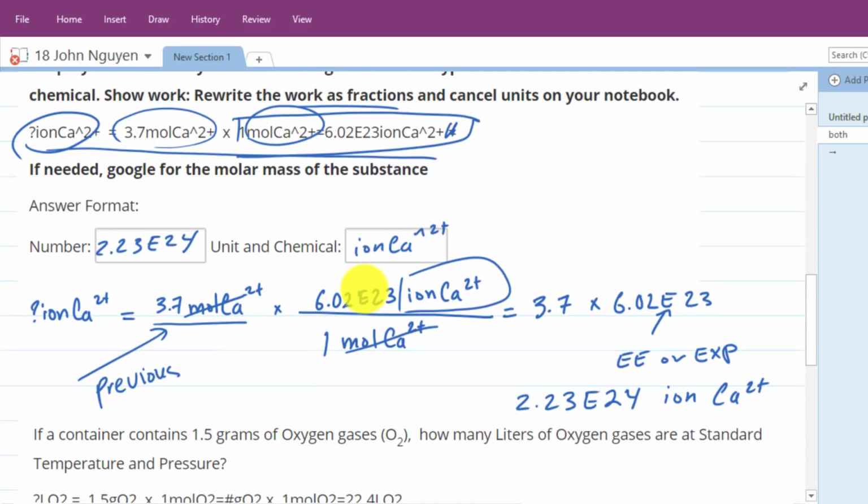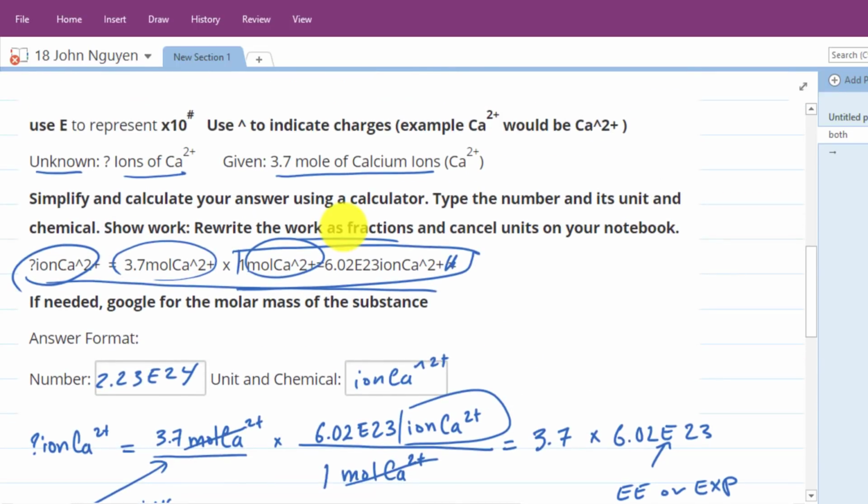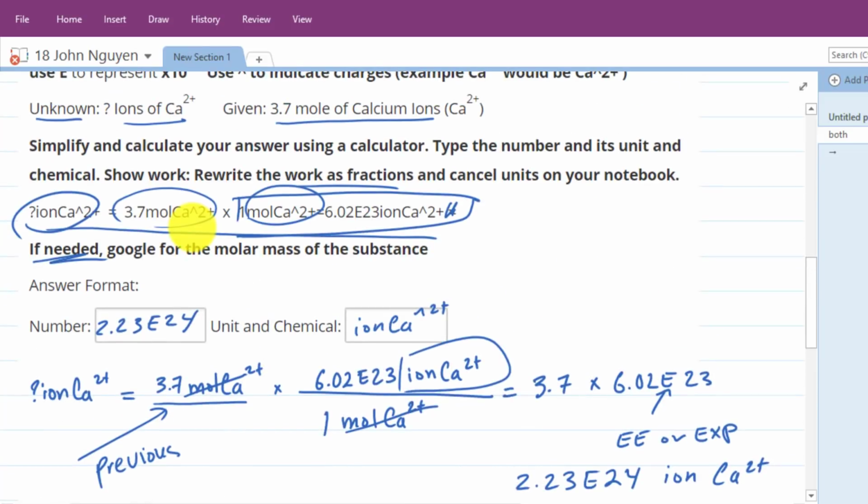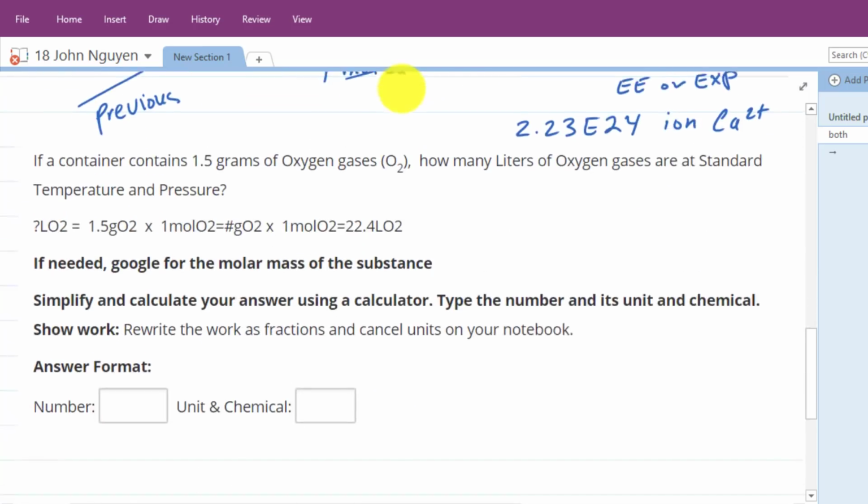And notice in this case, do we have to look for the molar mass? No, because we didn't use that conversion factor, right? That's why I say only Google for the molar mass of the substance if needed, okay? In this case, we didn't use that conversion factor, so we don't need the molar mass.